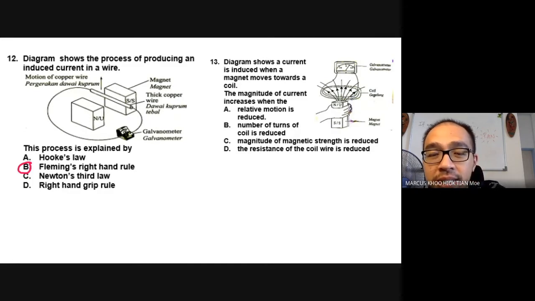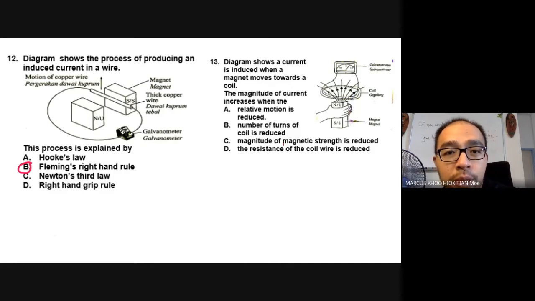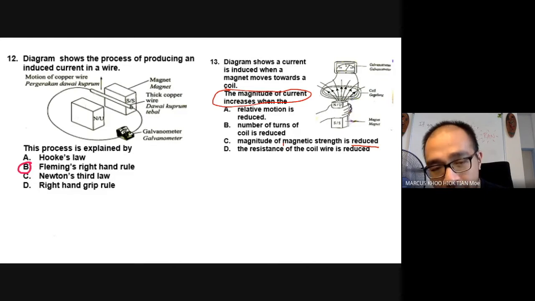Okay, question C. Magnitude of the magnetic strength, is it? But we want to increase the magnitude of the current. Or why would you reduce the magnitude of the magnetic strength? Oh, it can't be C, right? What should the answer be? D. Okay, it will be D.